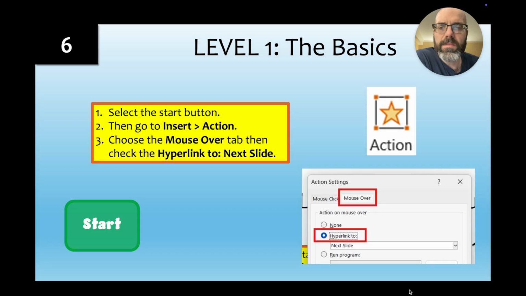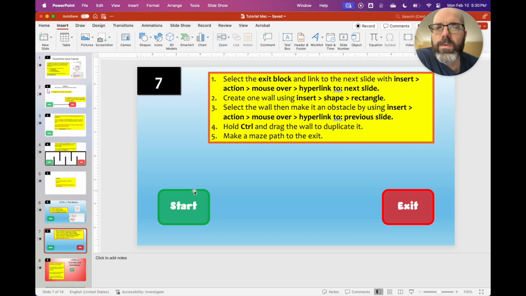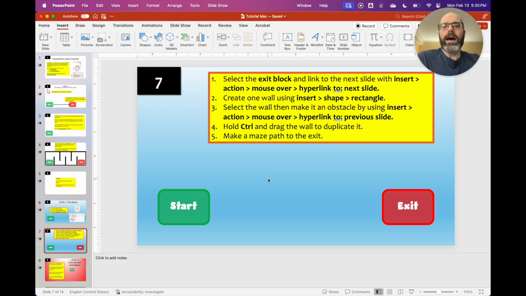We'll go into presentation mode, mouse over start, and here we are on the next slide. Let's hit escape and let's make a level. So we already have our start location. Now on this slide, this start shape does nothing. It's just a shape. On the slide prior to it, that start button is a link to the next slide, which is this slide.